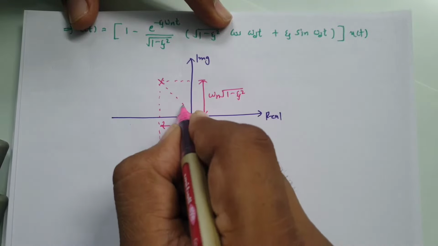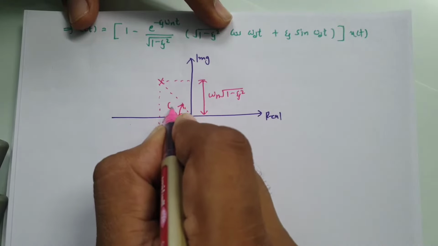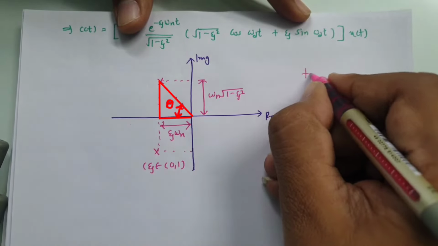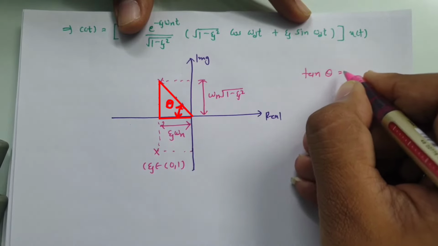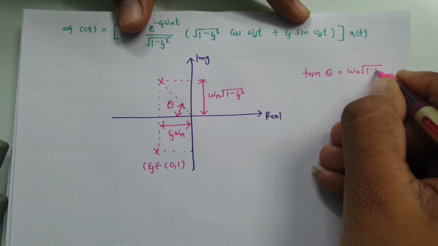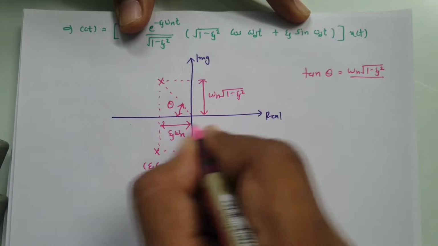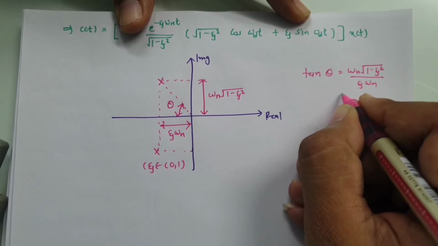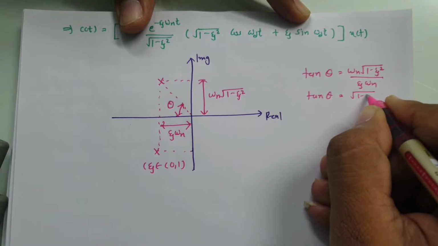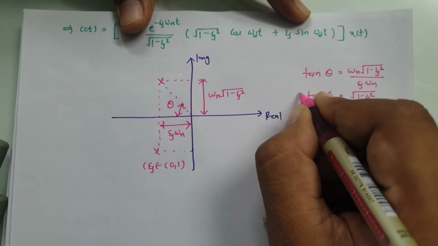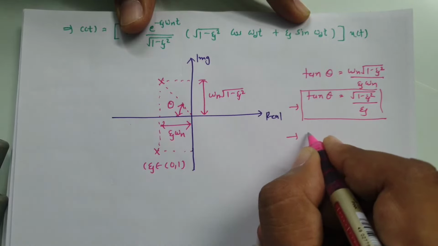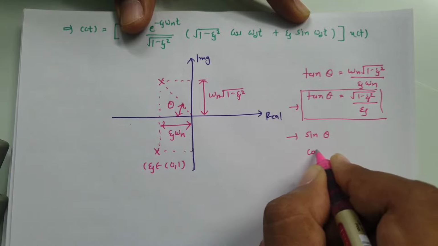So if you see this triangle where this angle is theta, and you want to calculate tan theta, then tan theta is opposite, that is omega n into square root of 1 minus zeta square, divided by adjacent, that is zeta omega n, where this omega n will get cancelled. So tan theta will be square root of 1 minus zeta square divided by zeta. Now based on this we can have sin theta and cos theta.